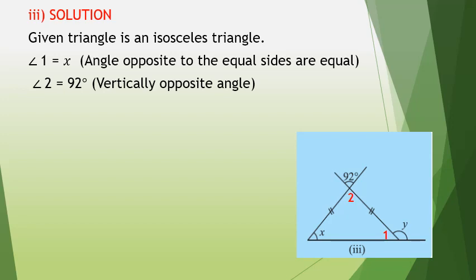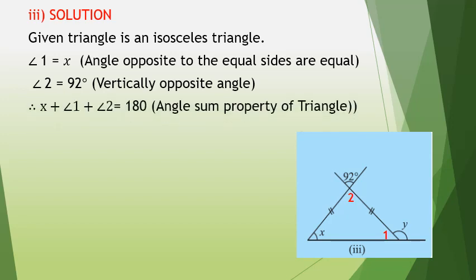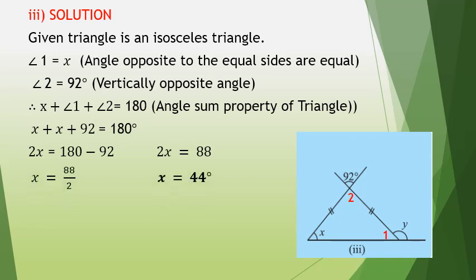So we can write x plus angle 1 plus angle 2 equals 180 degrees, that is the angle sum property of a triangle. Now we can substitute the values, hence we can write x plus x plus 92 equals 180 degrees, or 2x plus 92 equals 180, or 2x equals 180 minus 92, that is 2x equals 88 degrees, or x equals 88 upon 2 equals 44 degrees.